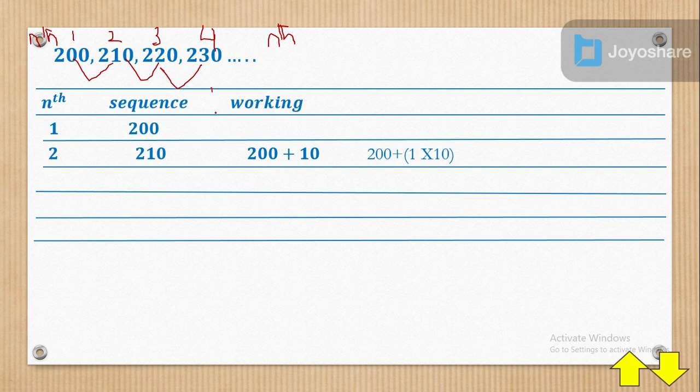Now in this working part, allow me to put those lines there for clarification. So when you have the sequence and term number 2 is 210, how do you get this 210? This 210 came from 200 plus 10. Do you see that? 200 plus 10 gives you this. Okay, then I'll explain the rest later. Let's go.